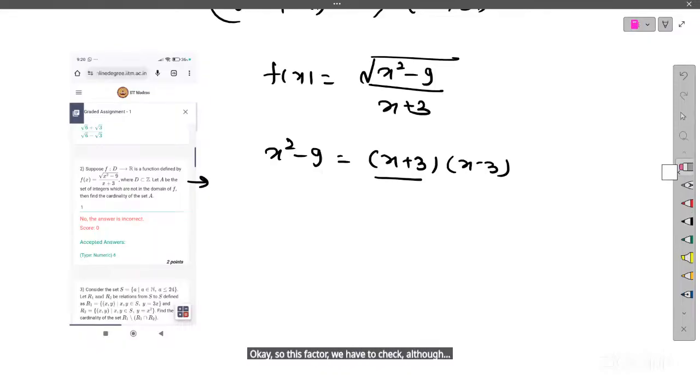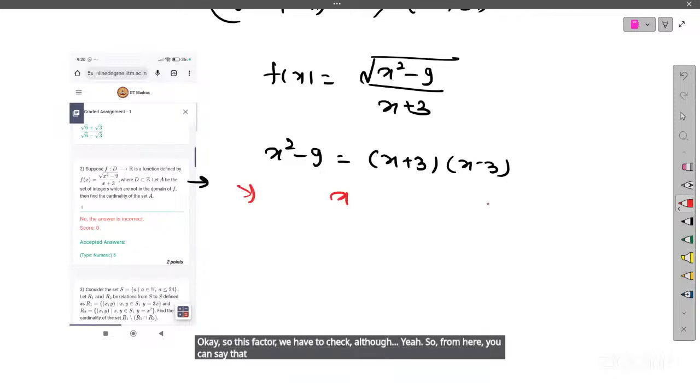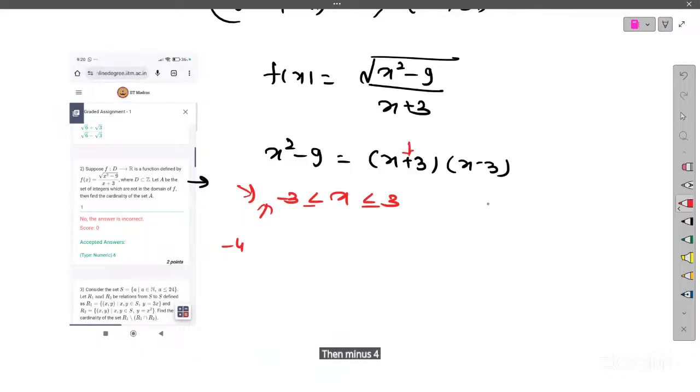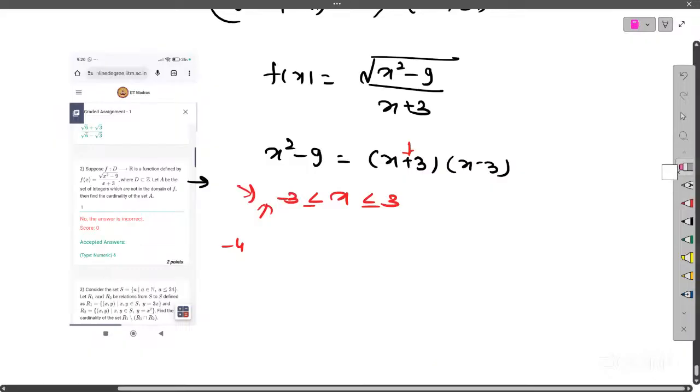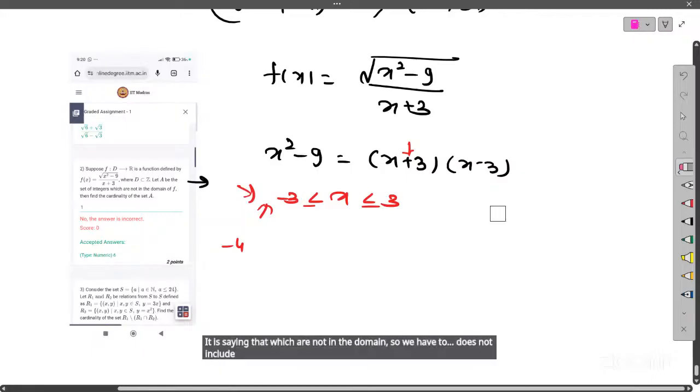So from here, you can say that x can belong only in this particular band, minus 3 to 3. Correct? Because if you take anything less than minus 3, suppose minus 4, then it will create a negative factor here, but ultimately you'll get the positive. It is saying which are not in the domain, so we have to not include the things outside of the range.